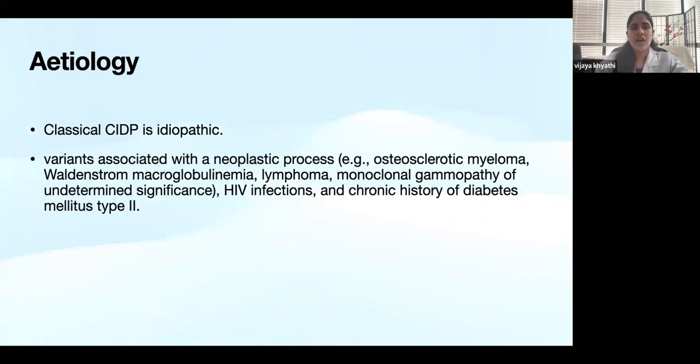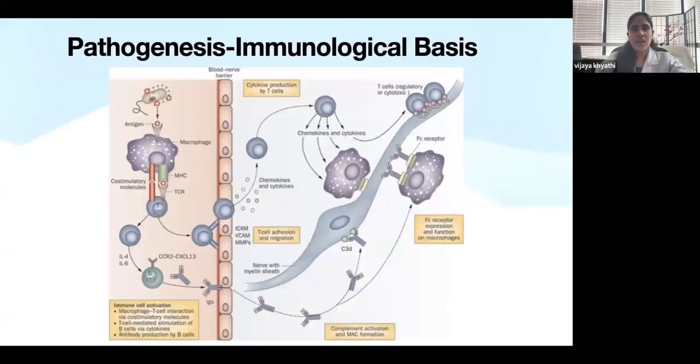Etiology. It's mostly idiopathic, but sometimes the variants are associated with other disease processes like Waldenström macroglobulinemia, monoclonal gammopathy of undetermined significance, HIV infections, and chronic diabetes.